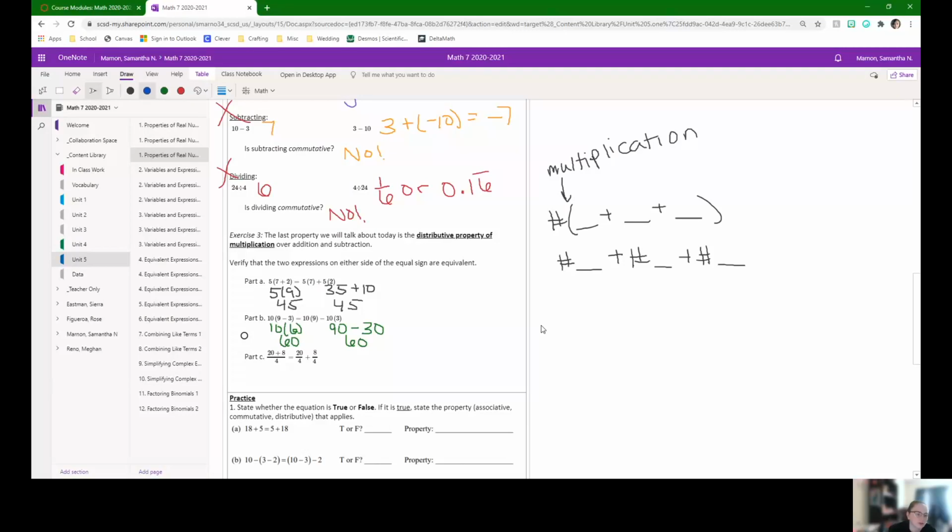So they're saying this 20 plus 8 is divided by 4. So can I do 20 divided by 4 plus 8 divided by 4 and get the same answer? So pause the video and see if you get the same answer on both sides of the equal sign.